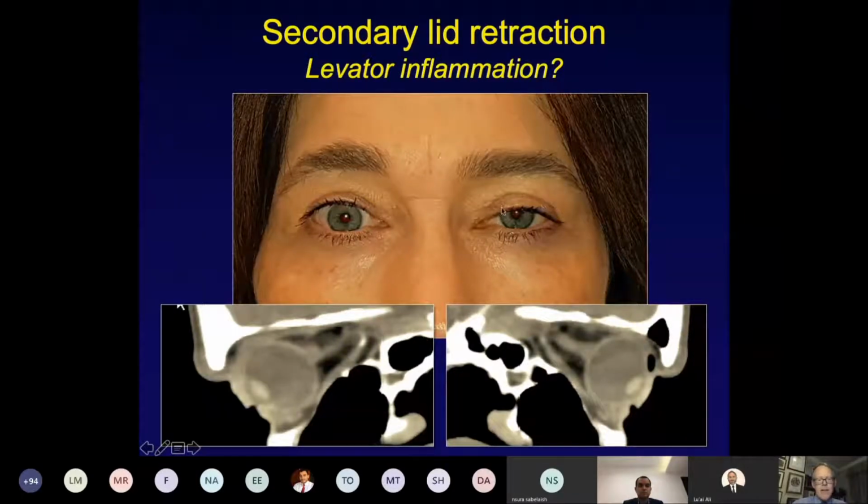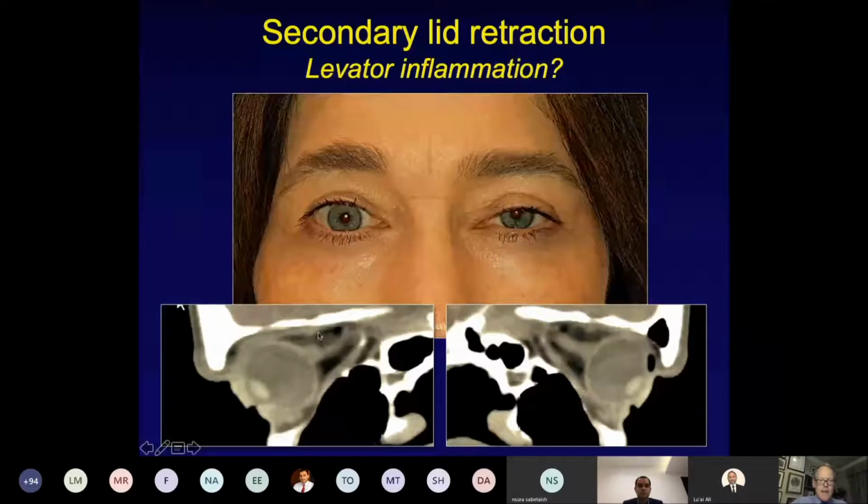And she had a little bit of tethering. So I thought, well, this is rather unusual. Why would you get spontaneous lid retraction? No lateral flare, thyroid function tests normal, no history of thyroid at all, entirely painless, no diplopia. So I did the scan, and here you see the scan below.